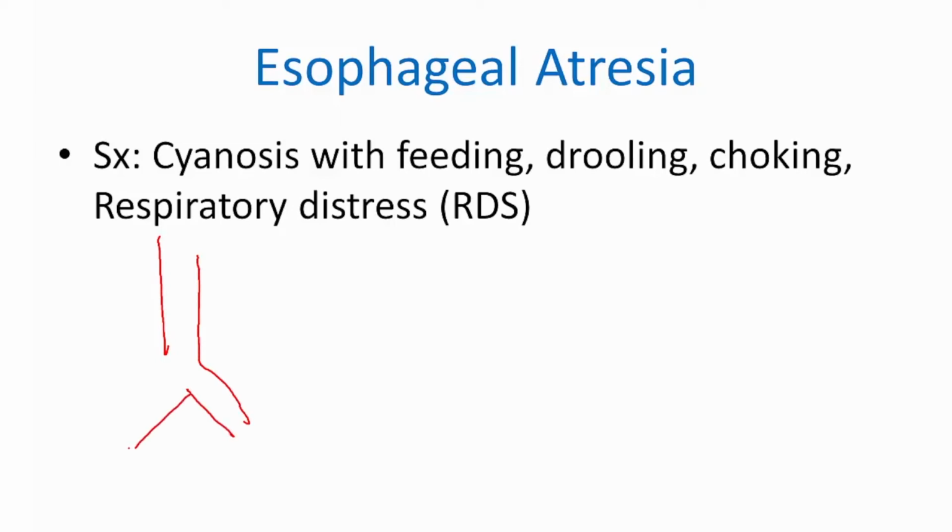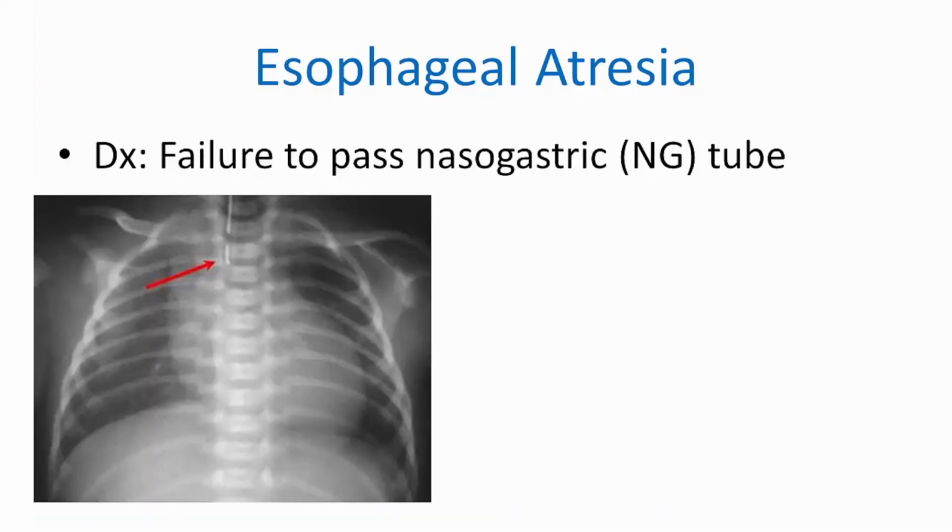We have the trachea here on the left, and we have the esophagus here on the right, which ends in a blind pouch. When food builds up, it eventually overflows into the trachea, and it causes cyanosis, drooling, choking, or in extreme cases, respiratory distress.